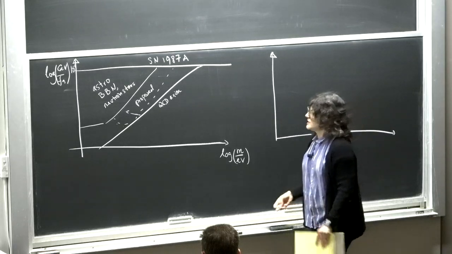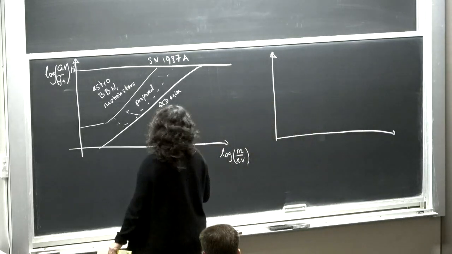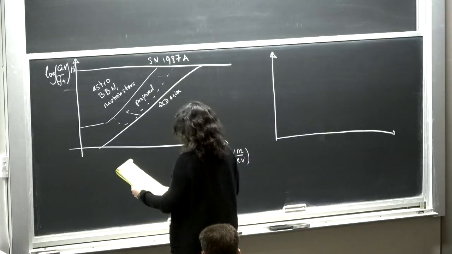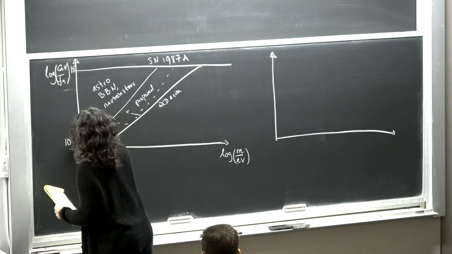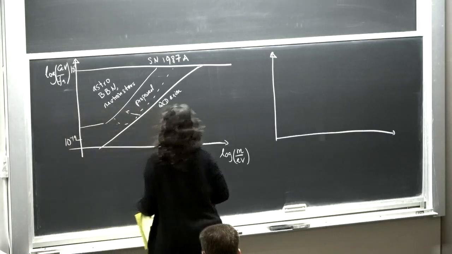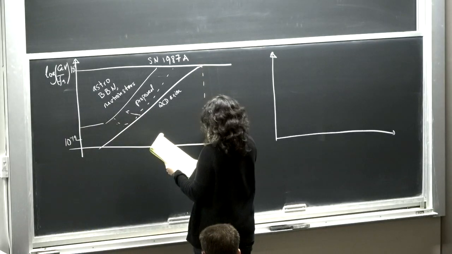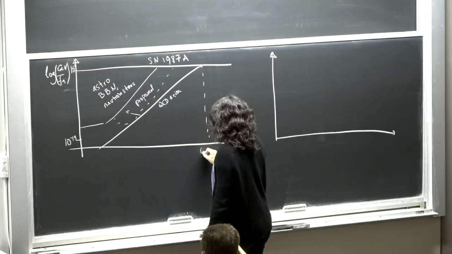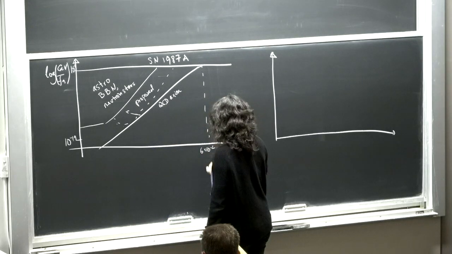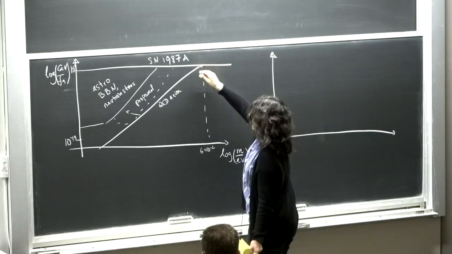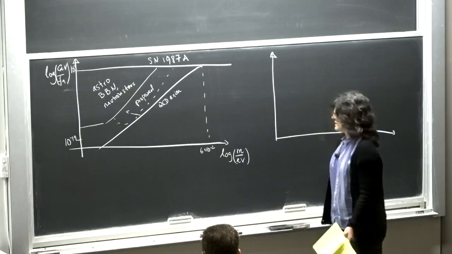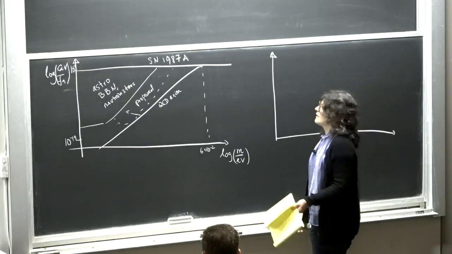There's another interesting constraint on here, which I should put some more parameters on. So let's say this is 10 to the minus 19, which is the Planck scale, and this intersects at about 6 times 10 to the minus 2 eV. So this tells us that the QCD axion above about 6 times 10 to the minus 2 eV is excluded.